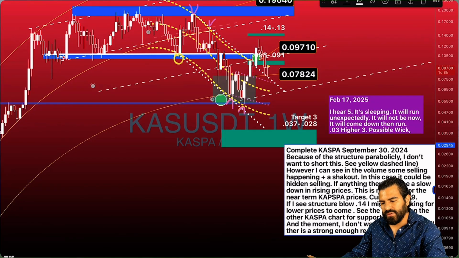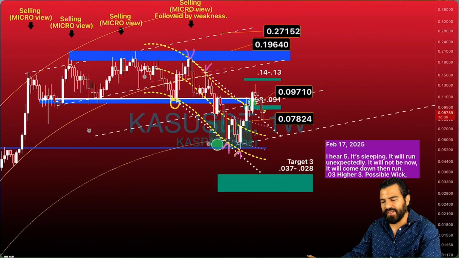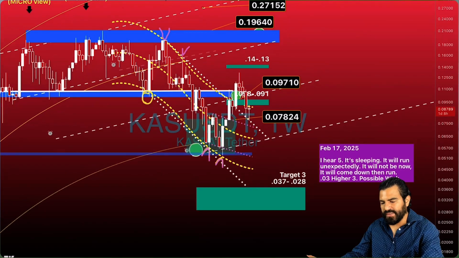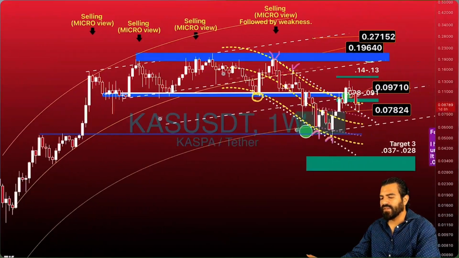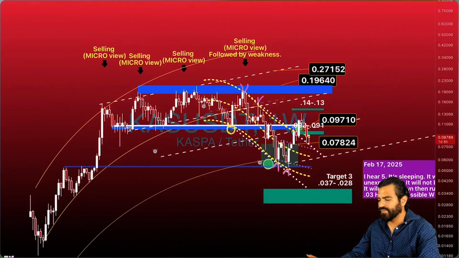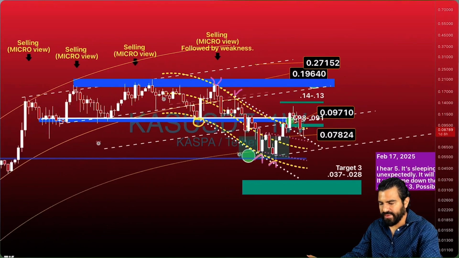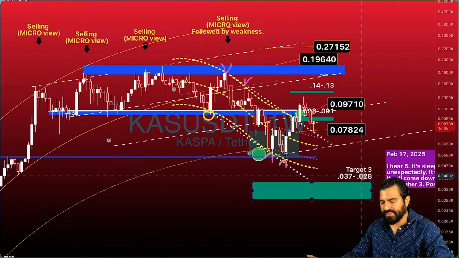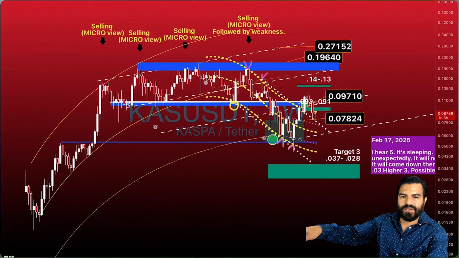Okay, you said in the past CASPA 5. I hear 5, it's sleeping. It will run expectantly, but not now. It will come down, then run 0.3, higher 3, possible wick. So when we did targets last time, they're in these areas here. Okay, I think that's about 0.28 to 0.37. On the other map, this is basically our target.